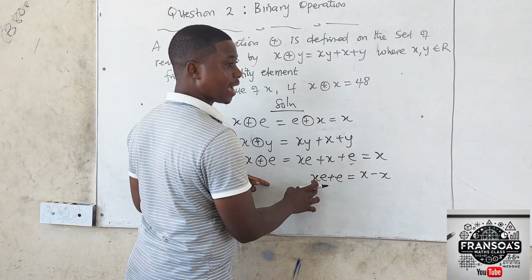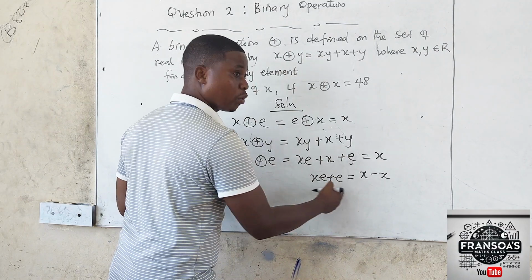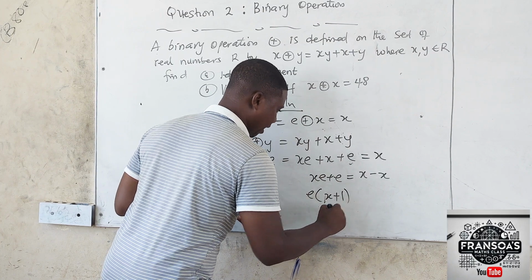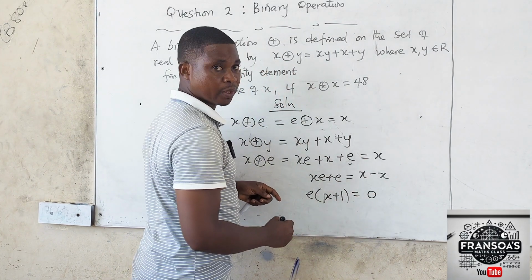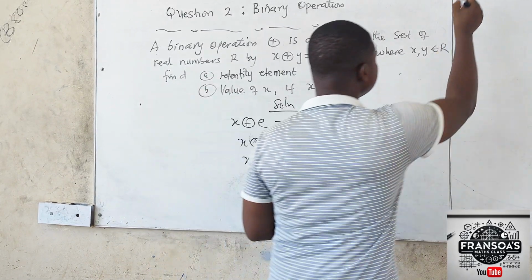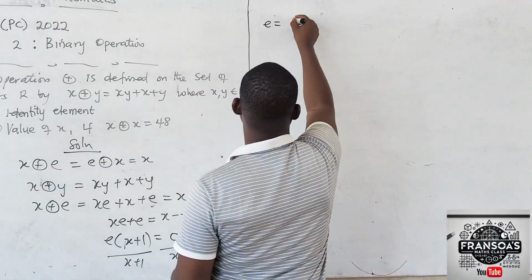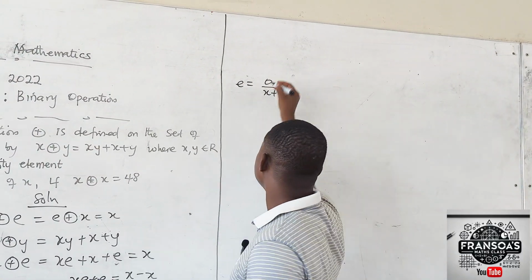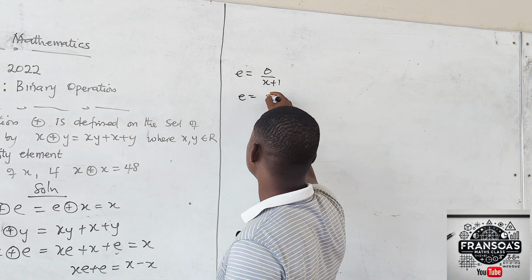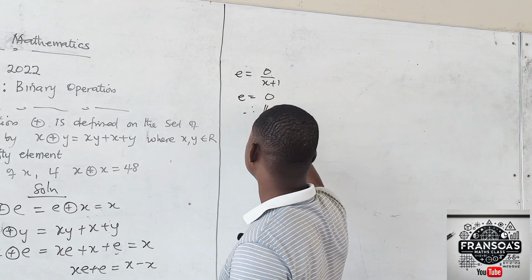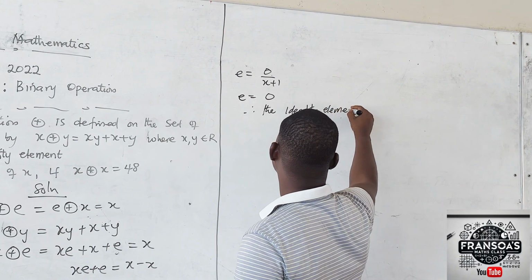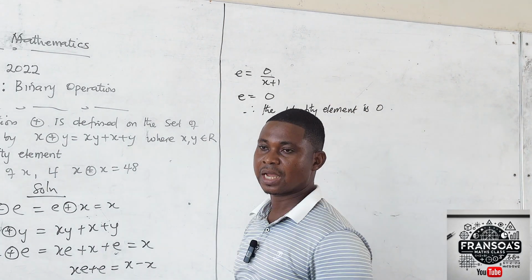So with this, we can factor e out, because we want the e, which is the identity element. e times x plus 1 is equal to 0. We divide both sides by x plus 1. So the identity element e is equal to 0 over x plus 1. And you know, 0 over any number except 0 is 0. So e is equal to 0. Therefore, the identity element is 0.